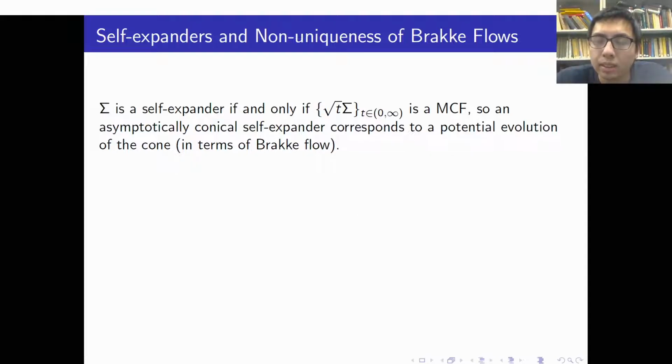Now, while the flow of the self-expander is smooth for t positive, you cannot say that it's a smooth mean curvature flow starting from the cone, right? Because the cone is singular while everything else is smooth. So you have to treat it as a Brakke flow. Okay, so in the language of Brakke flow, the cone C union with all these self-expanders will be a Brakke flow starting from the cone C. But it's not in terms of mean curvature flow.